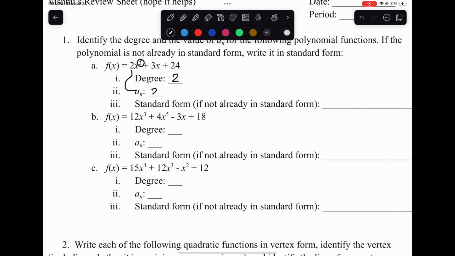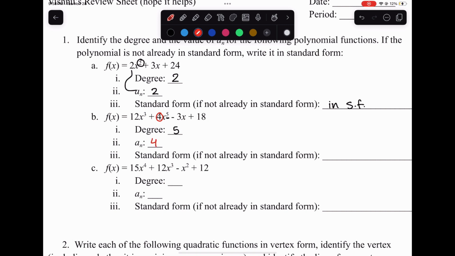Okay, so the first concept we're going to cover is finding the degree of a function. We can see the degree of the function here is 2 and the leading coefficient here is also 2. This function is already in standard form.